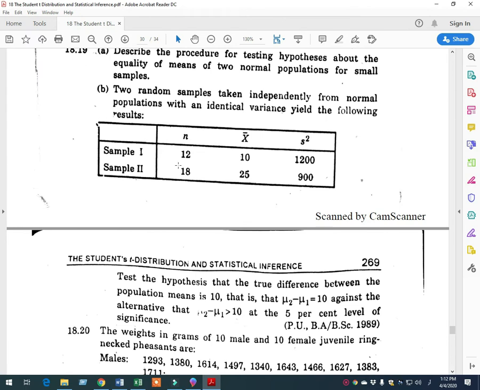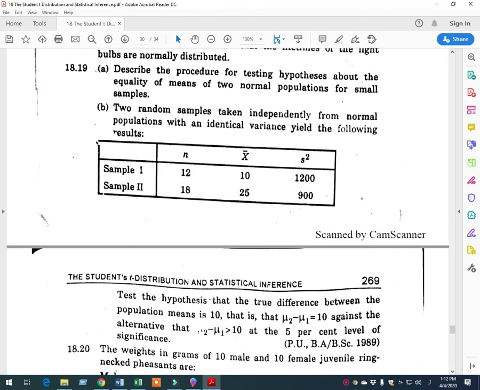I'll be selecting question number 18.19, and solving the 18.19b part. How do we test the hypothesis for this one? First of all, read the question. Two random samples taken independently from the normal population with an identical variance yielding the following results. So here we are given 2 samples, with the related detail.